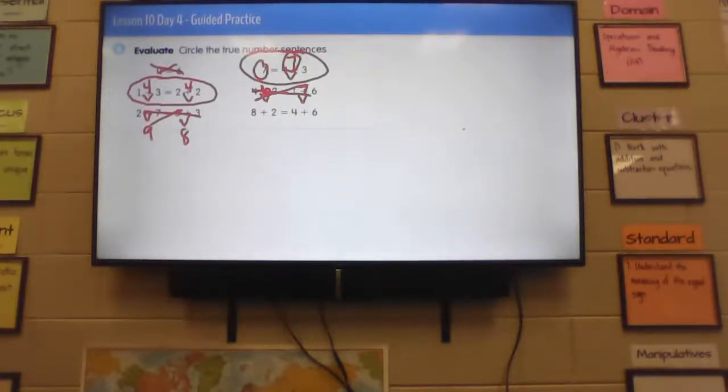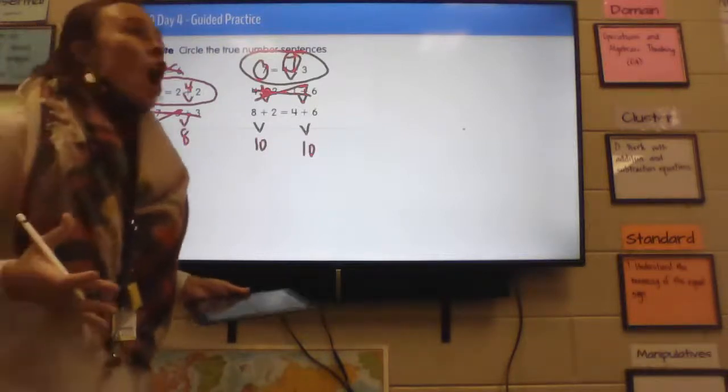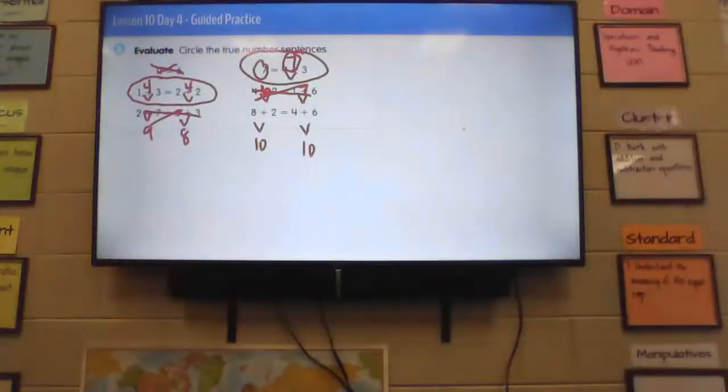8 plus 2 is the same as 4 plus 6. Landon, I feel like you know it. What do you think? He says it's true. How do you know, Landon? We have to do something. Oh, I love it. He figured it out that we have 10 on both sides. We have 10 on both sides, so I need you to circle it.